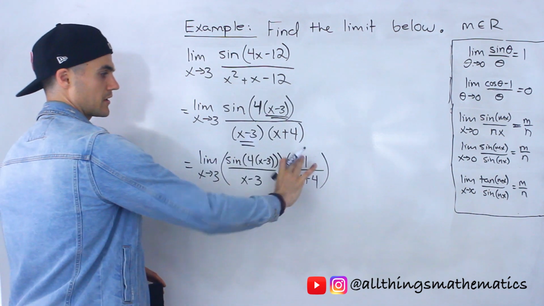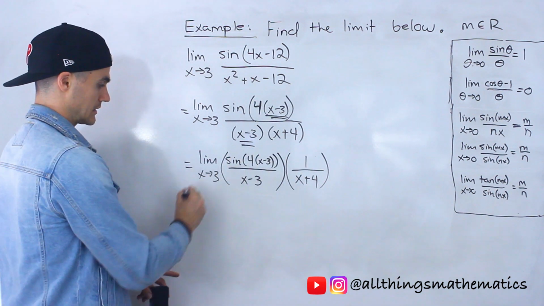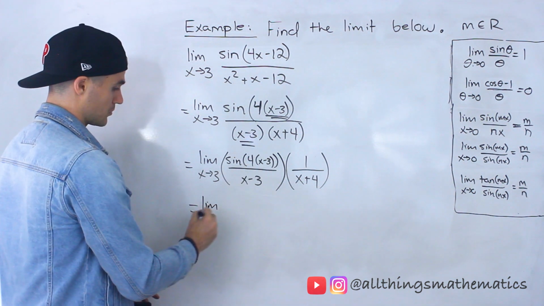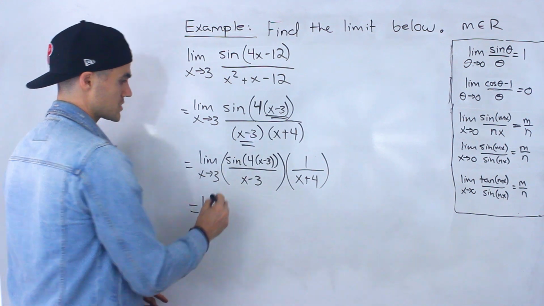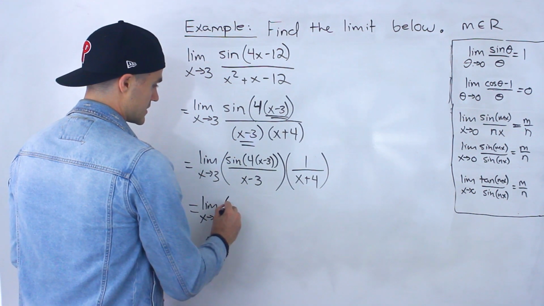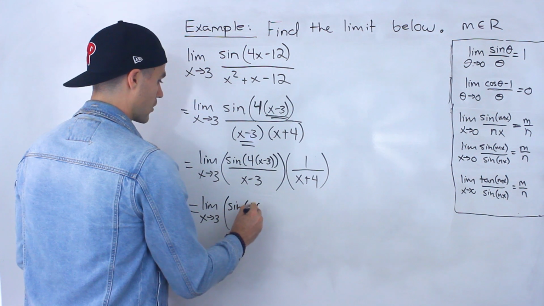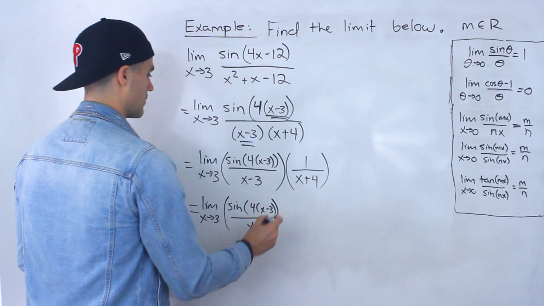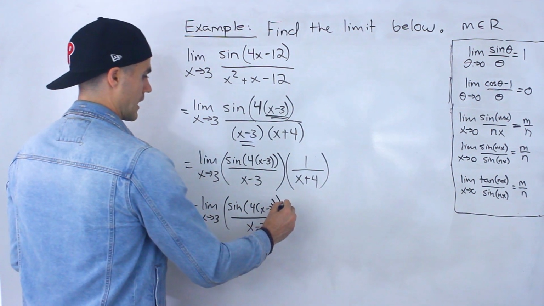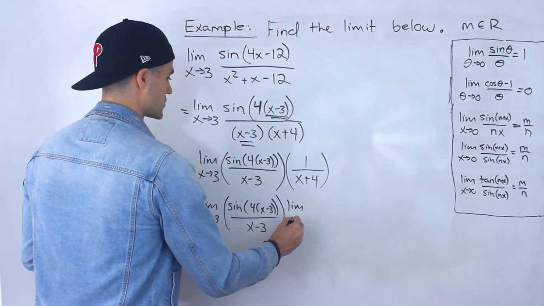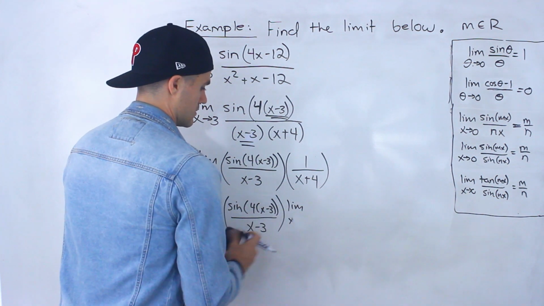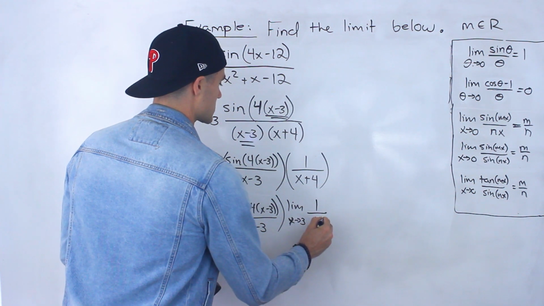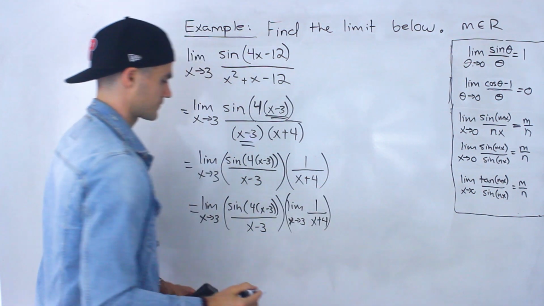All right, so we just took this, split it up into two separate expressions, and then using limit laws, we can split this whole limit up into two separate limits that will be multiplying each other. So I'll have the limit as x approaches 3 of sine of 4 times x minus 3 all over x minus 3, like that. And then we'll have the limit as x approaches 3 of 1 over x plus 4, like that.